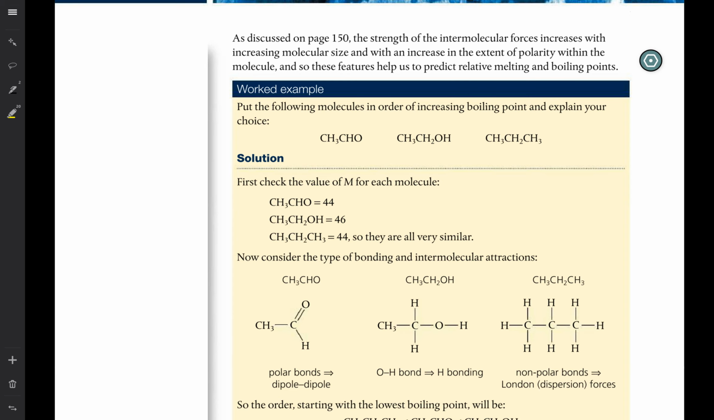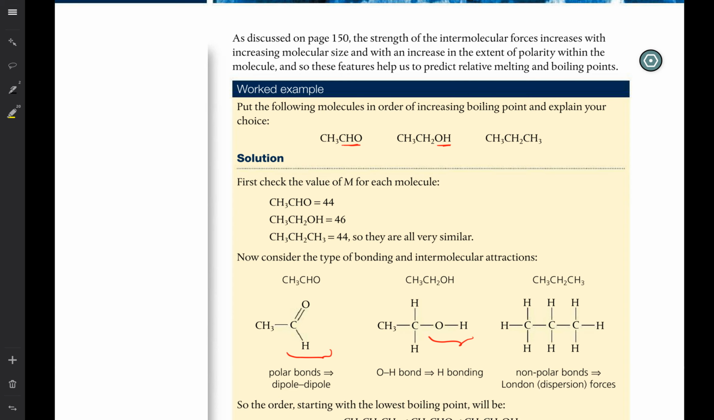In this worked example, the question is: put the following molecules in order of increasing boiling point and explain your choice. So three molecules are given here. The first thing that you must know here is these functional groups, CHO and OH. CHO is the aldehyde functional group, and the structure of that one is given here. And OH is the alcohol functional group, or hydroxyl, and the structure is shown here.